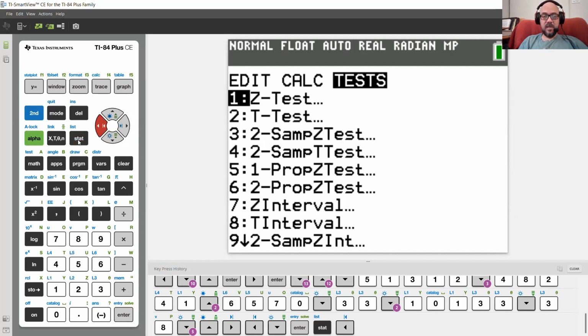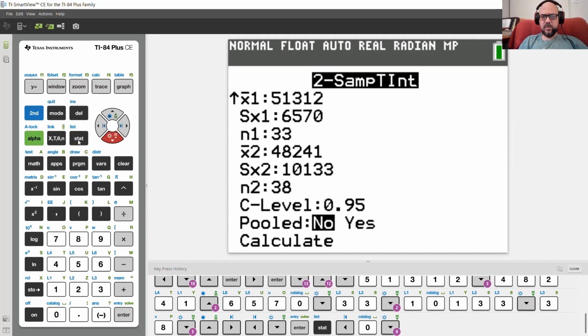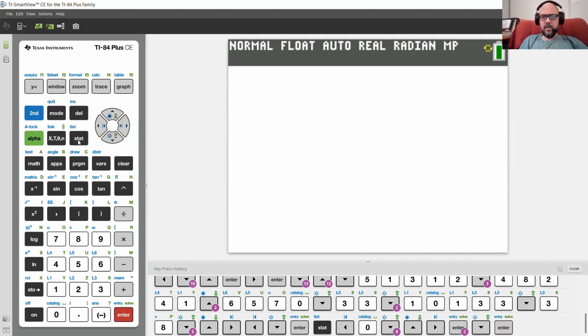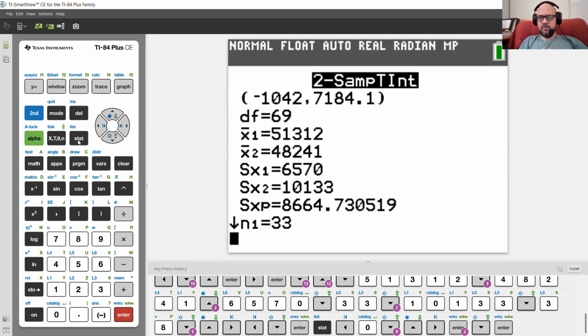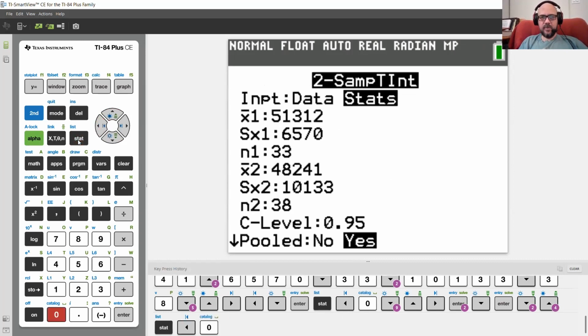So stat tests, that one, two sample T. We'll use pooled yes. Calculate. What? Why did it get worse? What on earth? Hang on. I've literally never seen that happen before and don't know how it's possible.